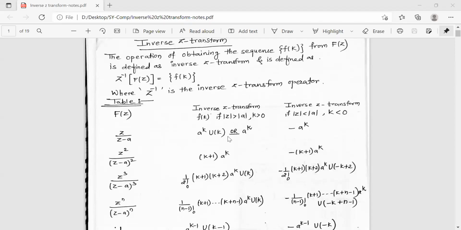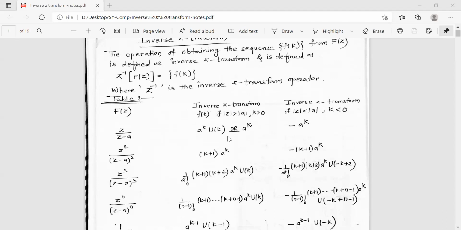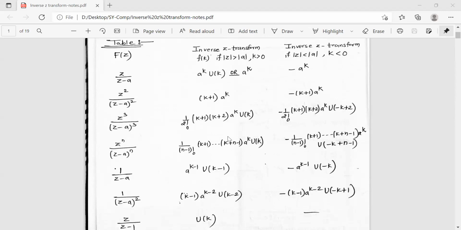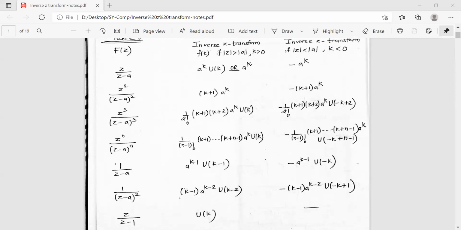So I think this is shared with you also, and in the classroom everything is there. So these are the formulae which we will be using in the Z transform.